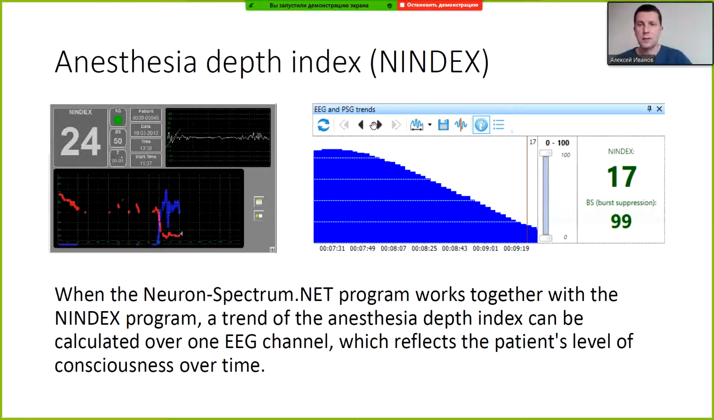Our next trend is the Anesthesia Depth Index, so-called NINDEX. When the neurospectrum.net program works together with the NINDEX program, a trend of the anesthesia depth index can be calculated over only one EEG channel, which reflects the patient's level of consciousness over time.